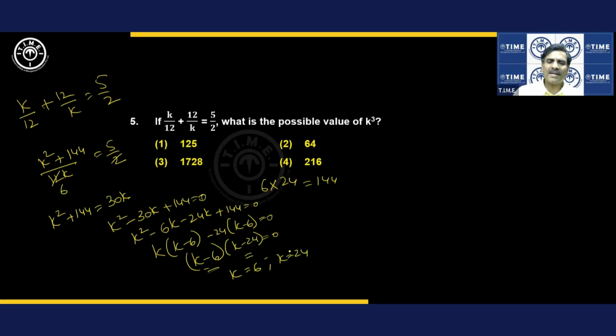Right? And what we are interested in here is the k cube value. There are two possibilities here: one is 6 cube, the other is 24 cube. So only one of the possible values is mentioned here. So 6 cube, that is 216, we can say.